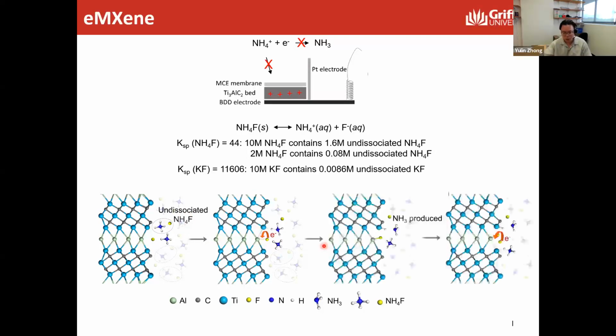In doing so, you produce ammonia gas. So this is pretty interesting. In a way, we try to figure out what's going on in this etching process.